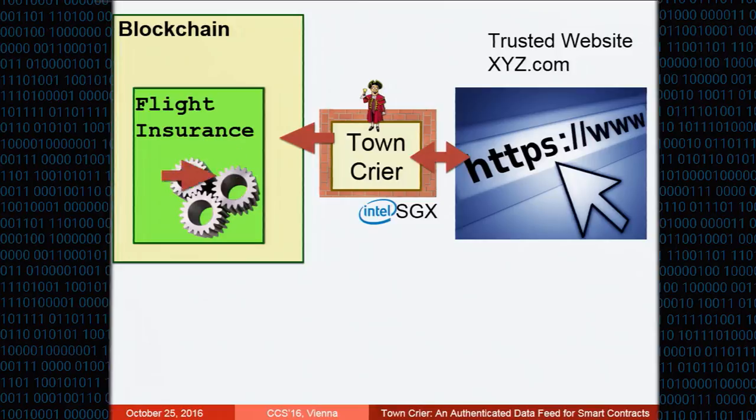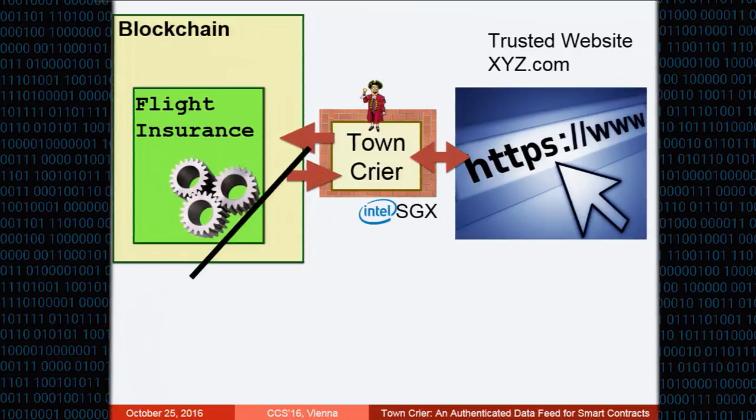I want to show you that Town Crier is indeed a bridge of authenticated data. To do this, I will show you that each of these three arrows is an authenticated channel, meaning the recipient of information through this arrow has a way to verify the integrity. Let's start with this simple one.